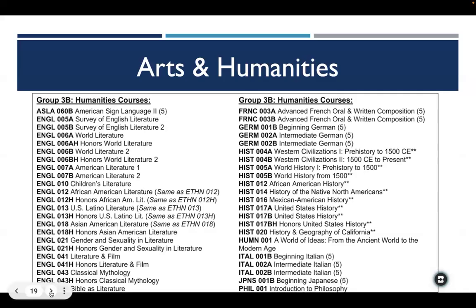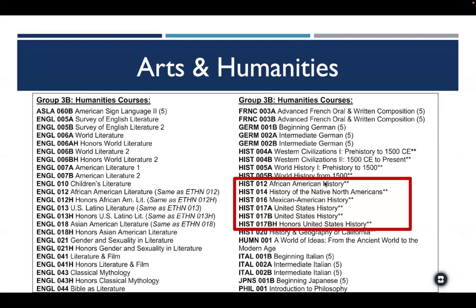And I'm going to come back to that slide that I just skipped in a second. So you'll see lots of different options. This is highlighted because this would be a smart class to take here if you're transferring to one of these, transferring to the CSUs, because these are part of a graduation requirement.